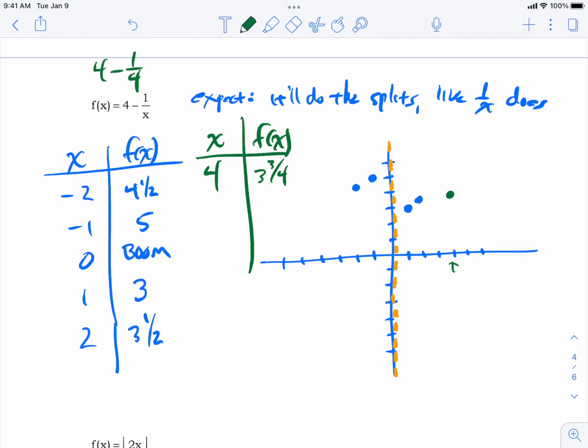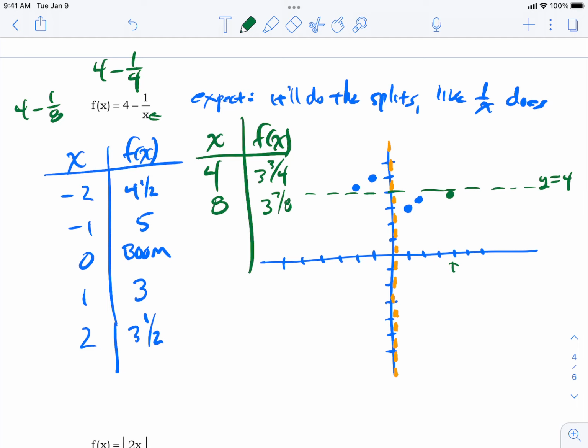And if I plug in, let's get really big. Let's plug in an 8. If I plug in an 8 here, I'll have 4 minus 1/8. Well, see how we're just going to be 4 minus something small. So now we're at, what did that be? 3 7/8. Okay, I can tell where this is. This is along y equals 4. That would be our asymptote. So try to draw that as a nice dashed line.